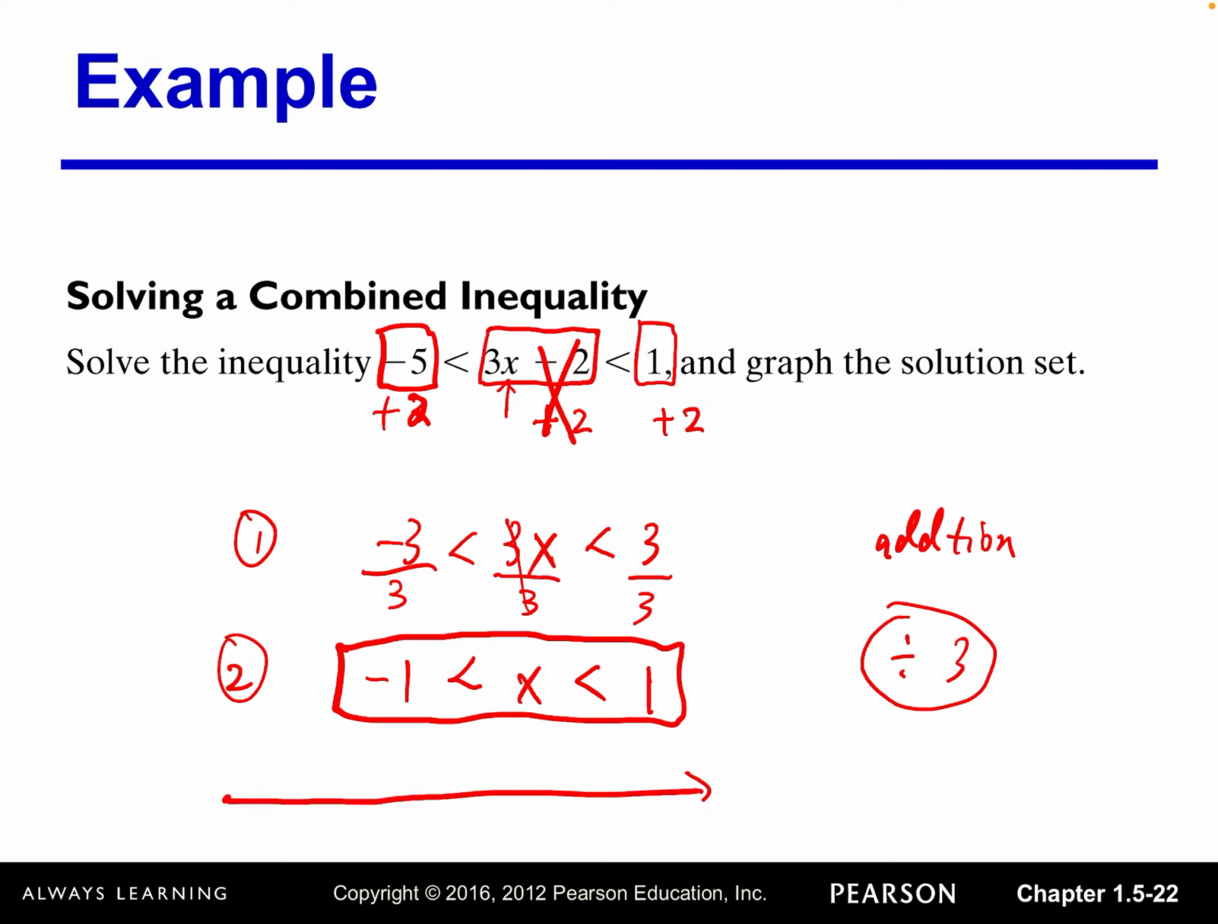And then graph. On the number line, first we need to locate the boundaries. -1, -2. So -1, no equal sign, parentheses; +1, no equal sign, parentheses. And then we shade the line segment between these 2 parentheses. So that's our solution set.